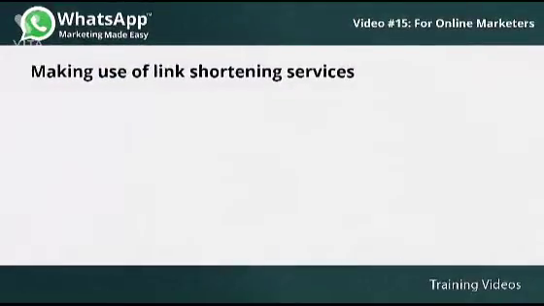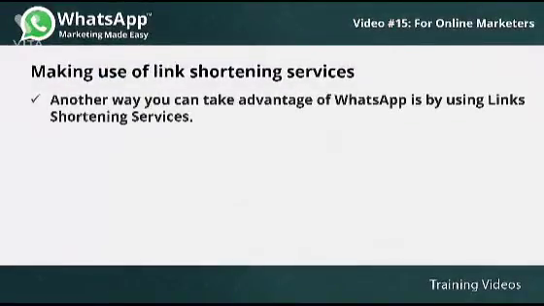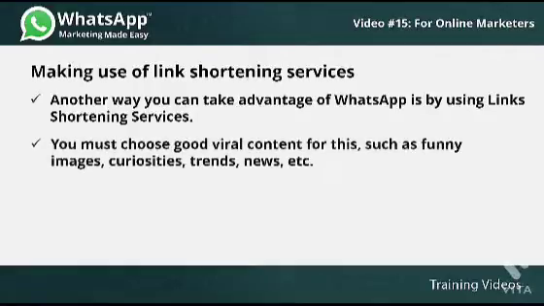Making use of link shortening services. Another way you can take advantage of WhatsApp is by using link shortening services. For example, if you want to share a URL on any topic with your contacts, instead of simply sending the entire URL, you can register for a link shortening service. Once there, you paste the URL you want to share. Copy the short URL they provide for you, and that is the URL you are going to share with your contacts. You must choose good viral content for this, such as funny images, curiosities, trends, news, etc.